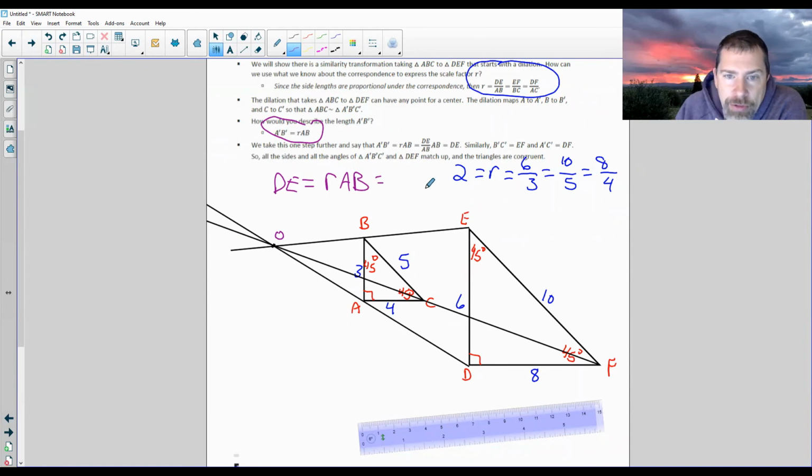Okay, now they're saying it. DE over AB, which equals DE. Similarly, B prime C prime equals EF, and A prime C prime equals DF. So A prime C prime would be here. So they're basically saying this is A prime, this is B prime, and this is C prime. And therefore, AB is mapping to A prime B prime, which is the same as DE. Hopefully that didn't confuse you too much. Okay. All right.